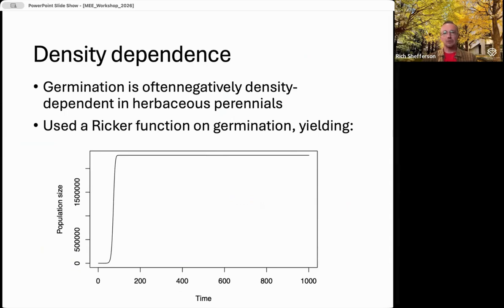I basically tested for what might be the right kind of density dependence here. I ended up using a Ricker function on germination simply because it looks like germination is very commonly negatively density dependent in plants, and other authors have assumed the same scenario. So I worked out a scenario where I could create a plateau using density dependent germination, where germination was multiplied by a Ricker function.